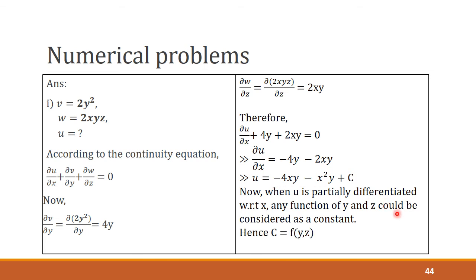And so c is a function of y comma z, and u can be obtained as minus 4xy minus x squared y plus a function of y comma z. If you want to check ∂u/∂x, you can find out ∂u/∂x would be minus 4y minus 2xy plus 0. And that is exactly what you obtained here.